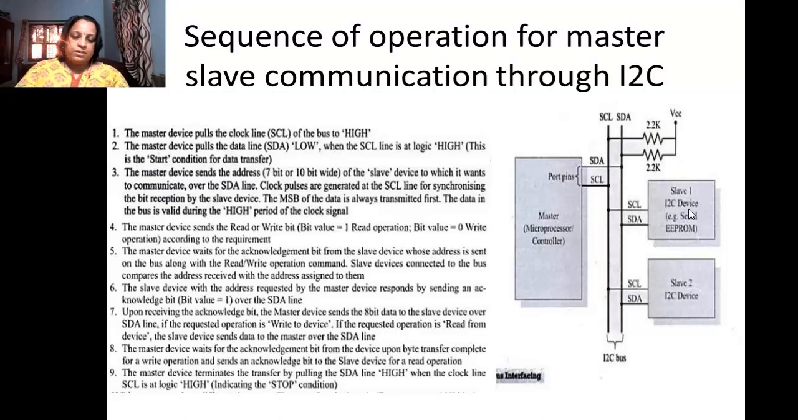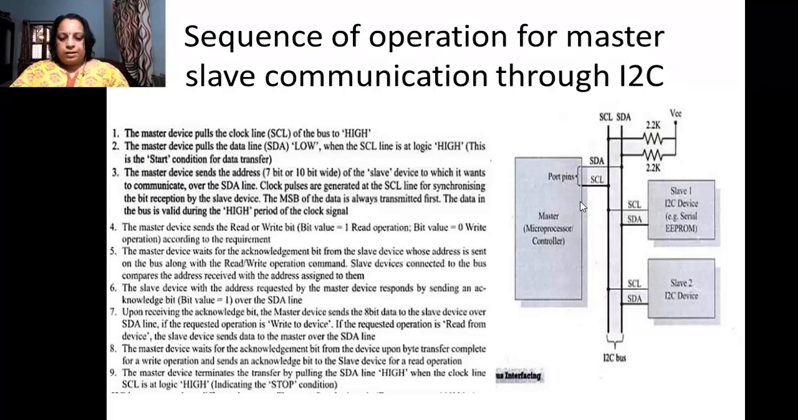Suppose the address that was sent across was slave 1, and now slave 1 is getting connected to the master. Slave 1 wants to acknowledge that it is ready for the data transfer. Then slave 1 sends across a bit value 1 as an acknowledgement bit from the SDA line of the slave device. So this is the acknowledgement bit from the slave device. When the master receives 1 from slave 1, then the actual data transfer starts.